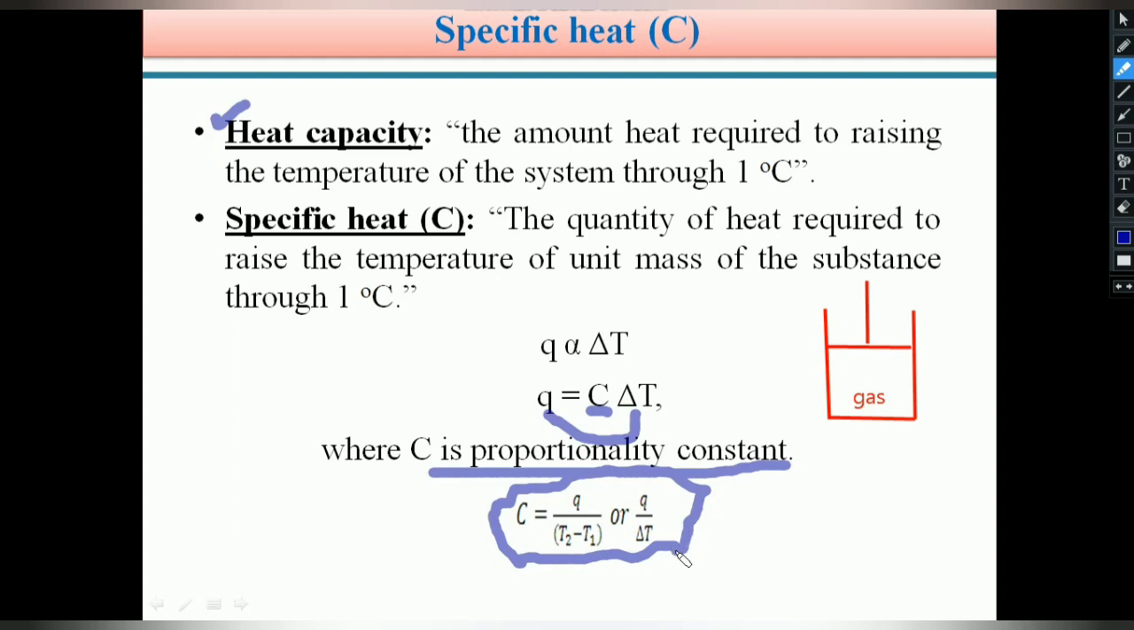C equals Q by T2 minus T1, or Q by delta T, where Q is the heat given to the system. C is a proportionality constant, which we can assume as the specific heat, and delta T is the change in temperature or rise in temperature.